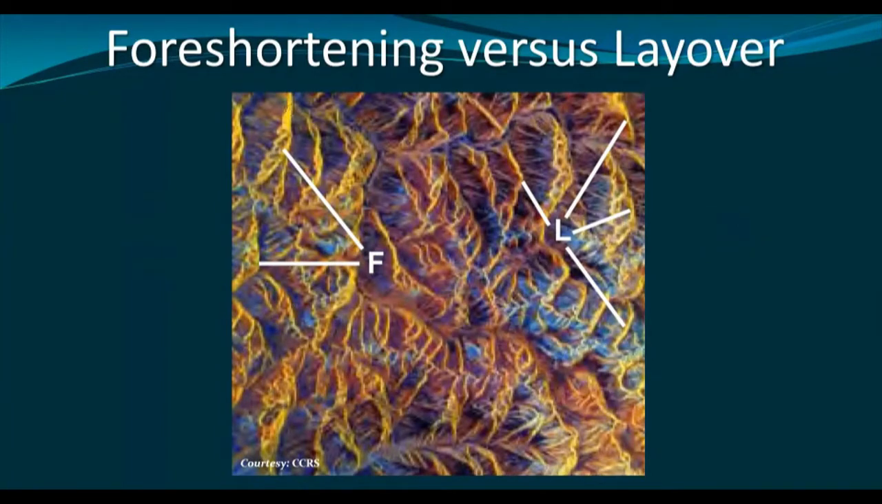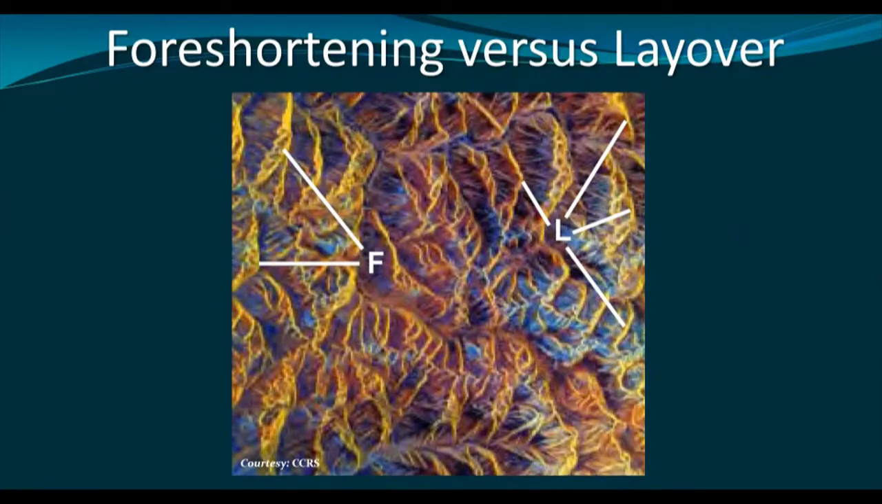See, this is foreshortening and this is layover. In case of layover, the foreside will not be visible. These are all layovers. This is layover. But this one is foreshortening. The foreside has been shortened, but it is visible. So this is the basic difference between foreshortening and layover.